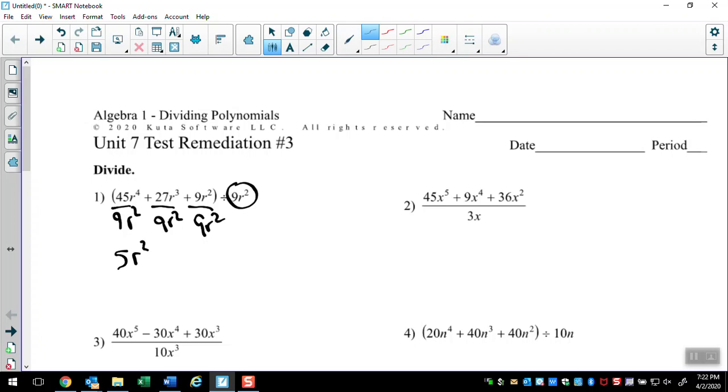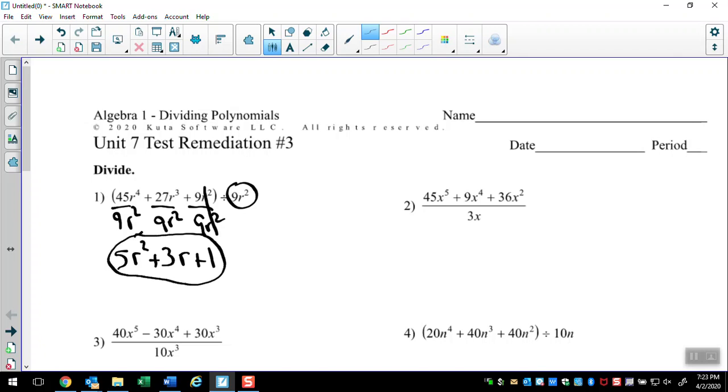All right, now I'm going to come over here. I'm going to do 27 divided by 9. So 27 divided by 9 is going to give me that positive 3. R cubed divided by r squared means I'm going to subtract 3 minus 2, which just gives me 1. So r to the first power. I don't have to write that 1 there. 9 divided by 9 is just 1. R squared divided by r squared means I'm going to do 2 minus 2, which is 0. That means that these r's cancel each other out, and we are now done.